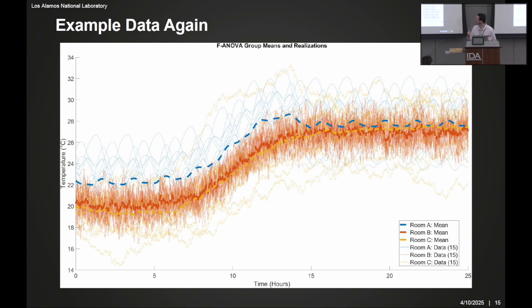So here's our example data again. We want to ask ourselves, which groups have the same mean temperature over this time domain? Just eyeballing it, it looks like A is different than B and C, but it's hard to say because from 15 to 25 hours, it looks like they match up again.